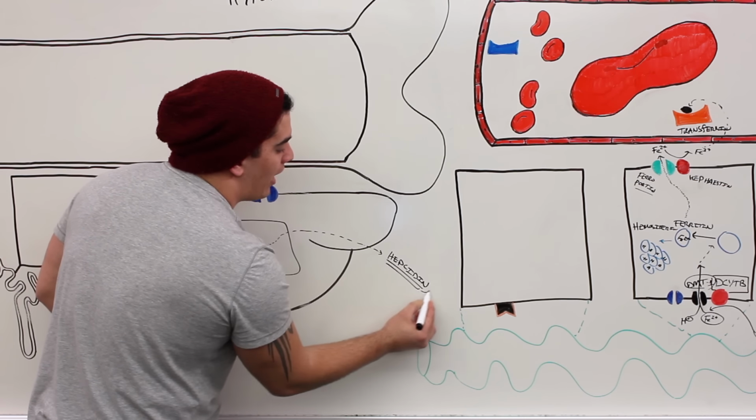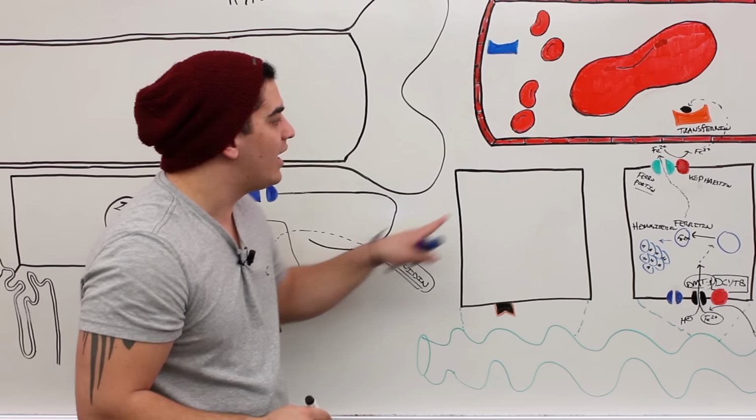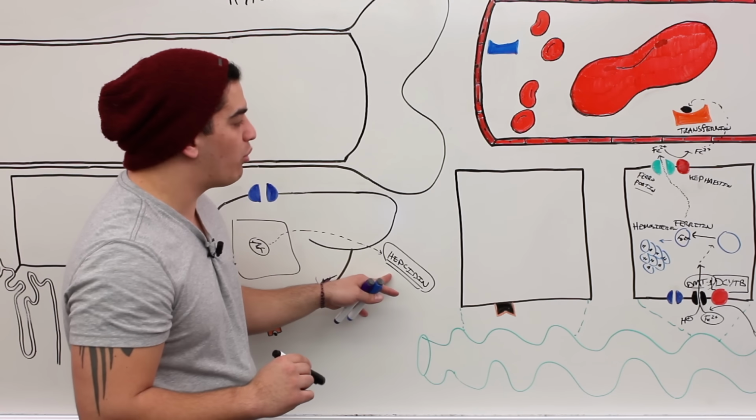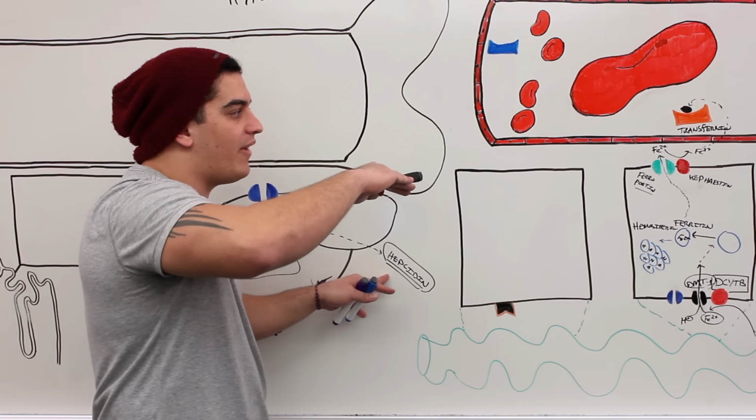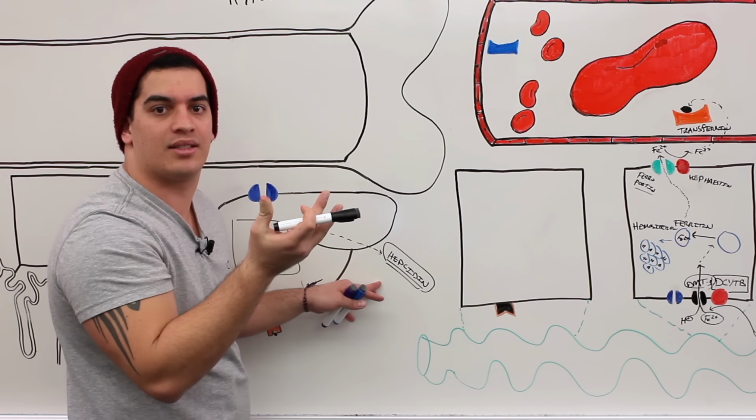Why do we need to know about hepcidin? Because hepcidin, what does it do? It controls the activity of ferroportin. So if hepcidin is present, it's going to block ferroportin so that not so much iron is getting into the bloodstream, because too much iron is toxic.